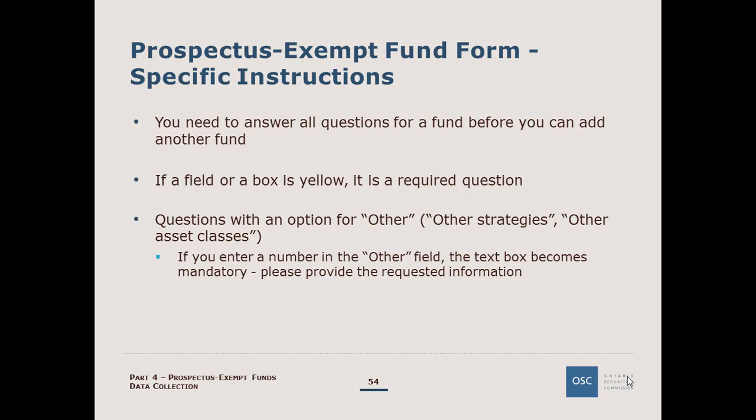You will not be able to proceed to the next fund or to submit the form unless you have answered all questions that are marked in yellow. Questions with an option for other, for example, other strategies, other asset classes: if you enter a number in the other field, the text box in the fund form will become mandatory. You will have to provide the requested information. You will not be able to add another fund or move to the submit page until you have filled in the required box.